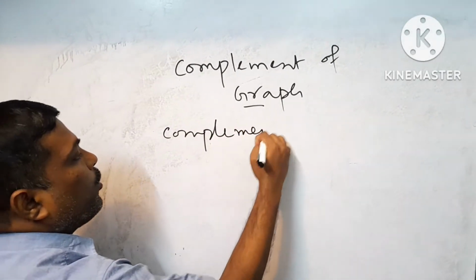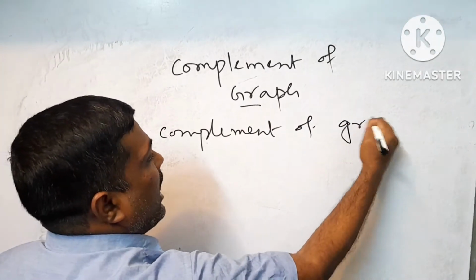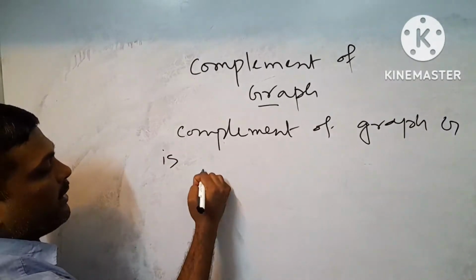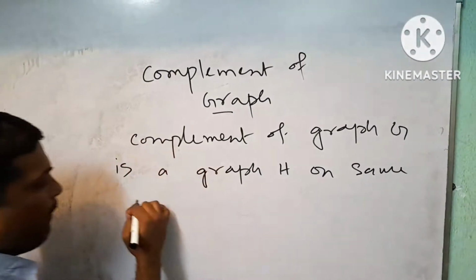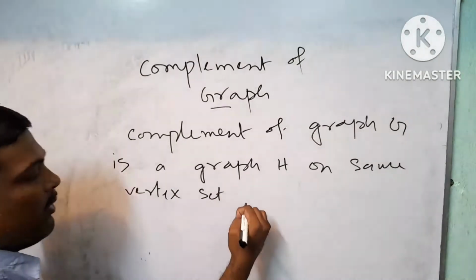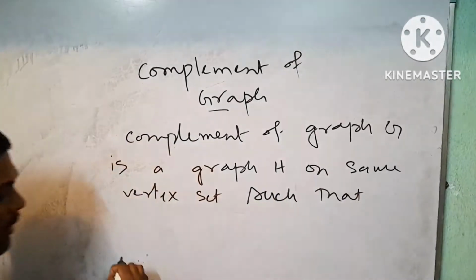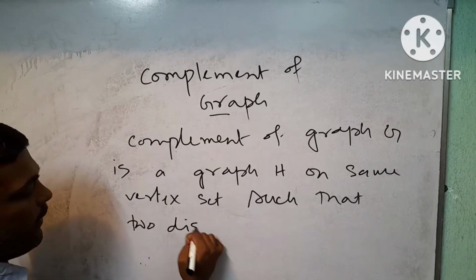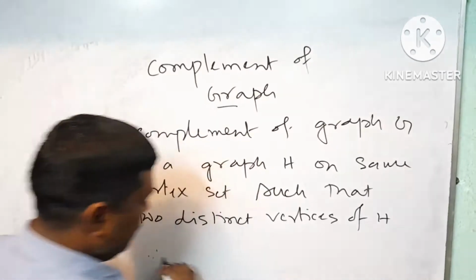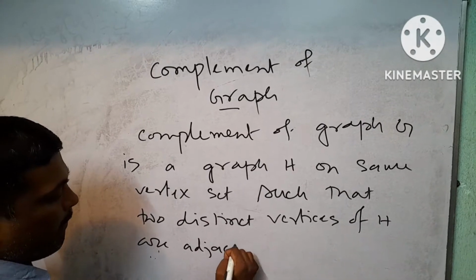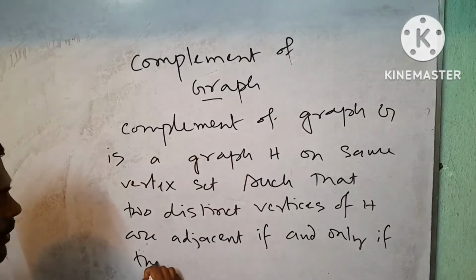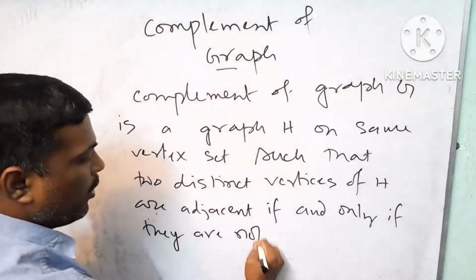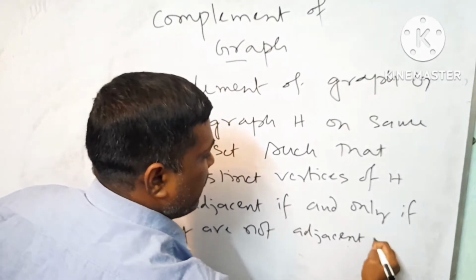complement of graph G is a graph H on the same vertex set such that two distinct vertices of H are adjacent if and only if they are not adjacent in G.